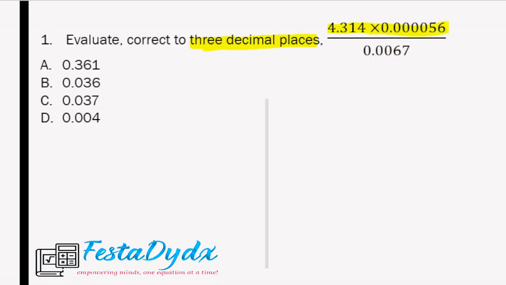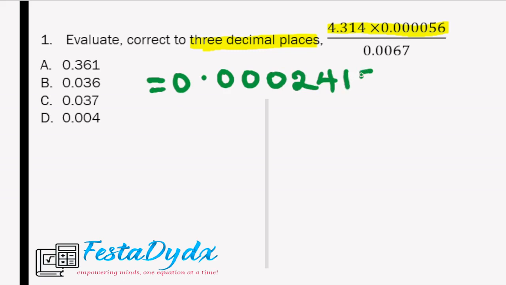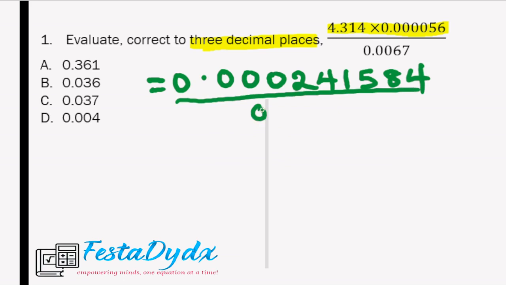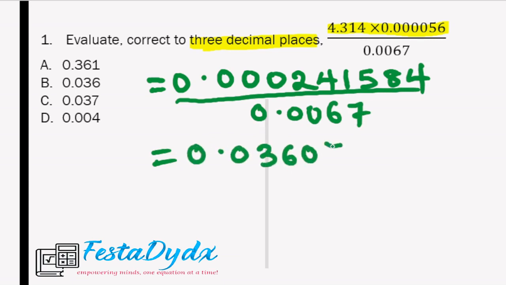Multiplying the numerator, we're going to be using our scientific calculator. What we'll have after multiplying the numerator is 0.00024158. Then we'll have all over the denominator, which is 0.0067. When I divide this together, I have 0.03605731343. So we can stop here.